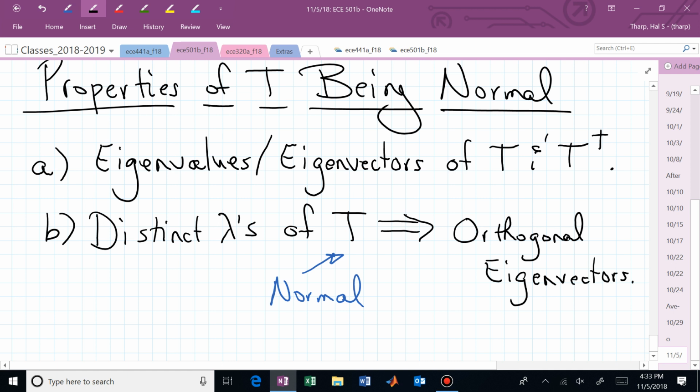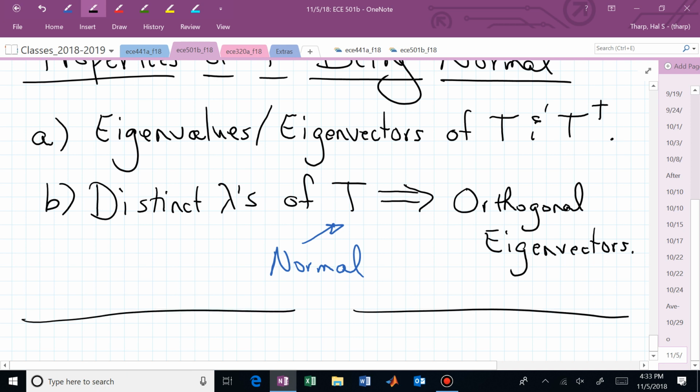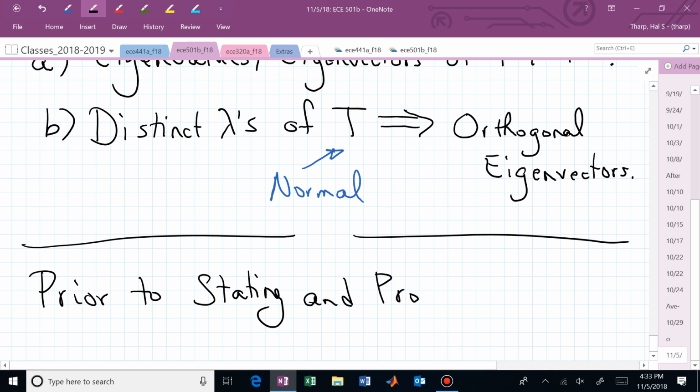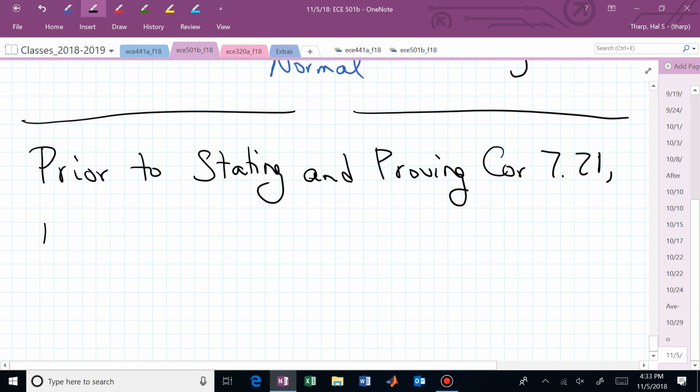Again, what happens if we don't have T being normal? If T is a linear operator and we have distinct lambdas, what do we know about the eigenvectors? They're linearly independent. They're not orthogonal, but they're linearly independent, which is a start. That's something. All right, so now, before we even start doing that, prior to stating and proving Corollary 721, let's verify a lemma.